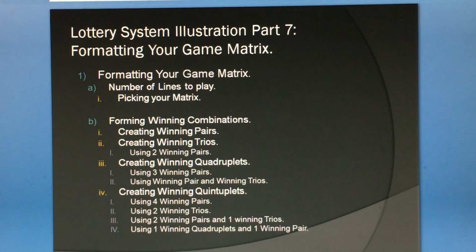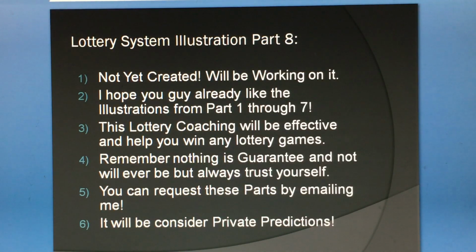The lottery illustration part 7 is formatting your game matrix, creating winning pairs, trios, quadruplets, and even quintuplets. And the lottery illustration part 8 is not yet developed, but I'm adding the secret formula to illustration part 1 to part 7. And you can propose what illustration part 8 will be. I'm thinking of 3 secret code, but you can propose what illustration part 8 should be. Email me with that so I can get started on it. What would you like to hear from illustration part 8? You can request these parts by emailing me. It will be considered private prediction. This is called lottery coaching techniques I'll be giving out through illustrations.